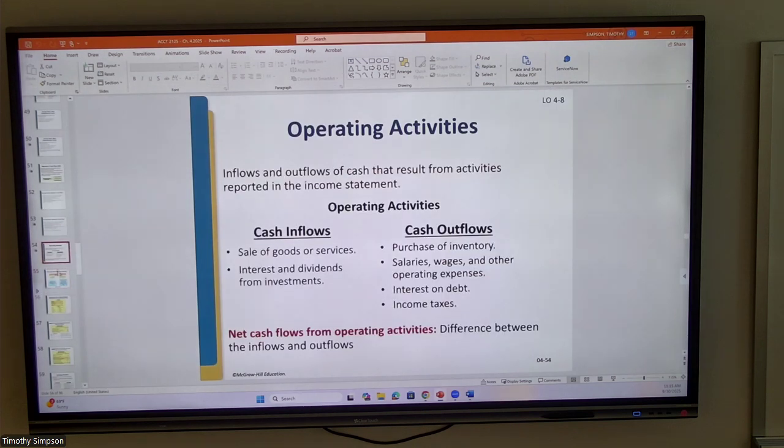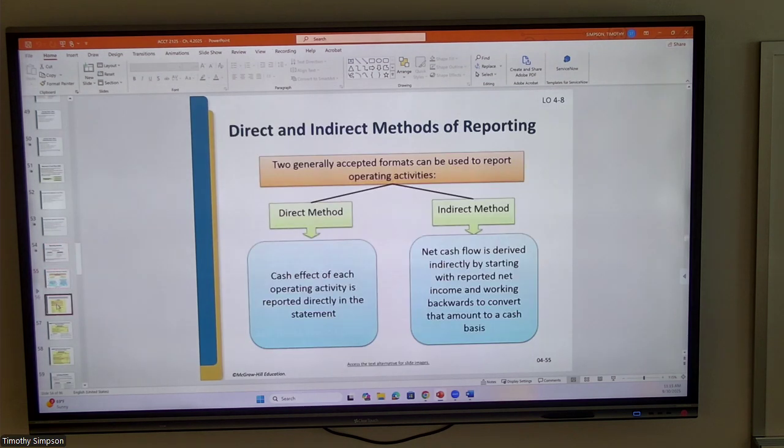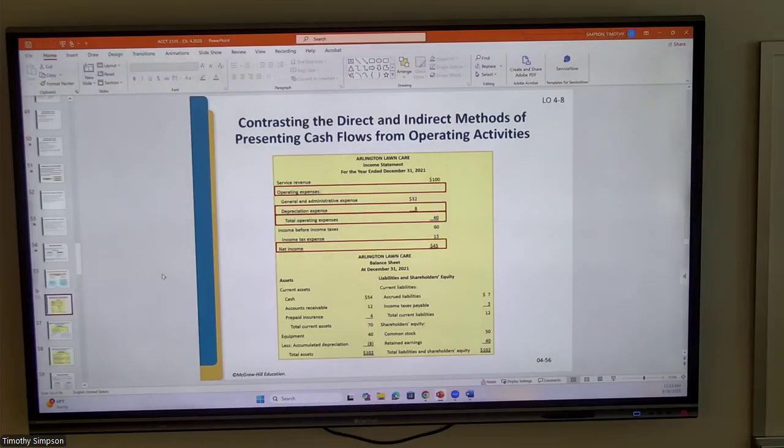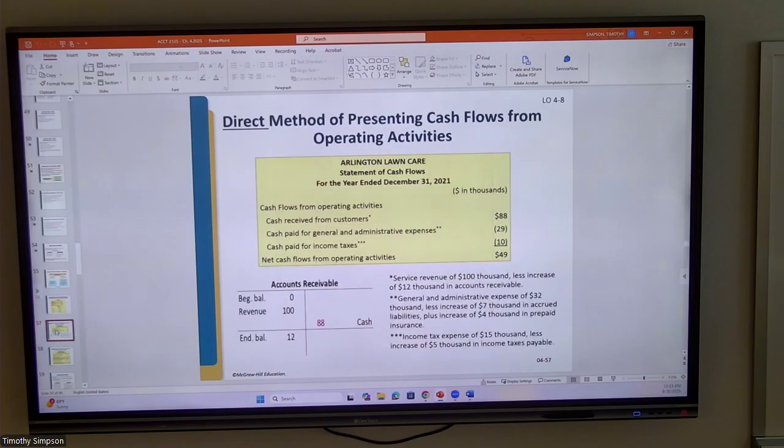So we're going to talk about the direct versus indirect method. Let's talk about the contrast. First of all, we have an income statement here, Arlington Lawn Care. It's a hypothetical company. We have net income of 45, I guess thousand or whatever. It doesn't say, but we have a net income here, okay, and then we have a balance sheet right below it. Nothing terribly exciting here, other than the fact that we're going to be building on this.